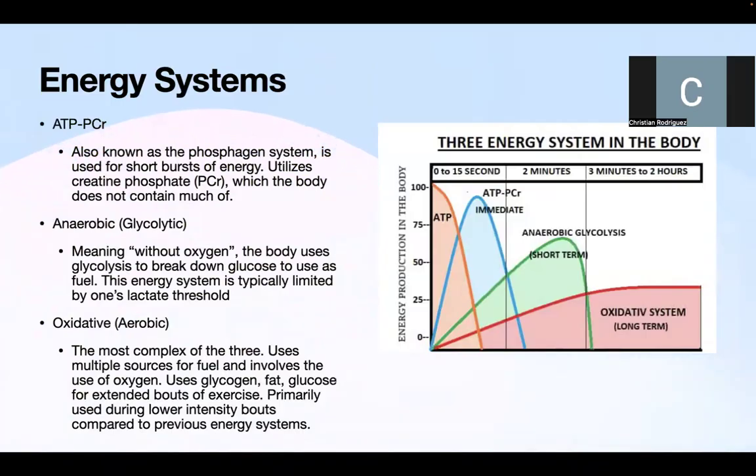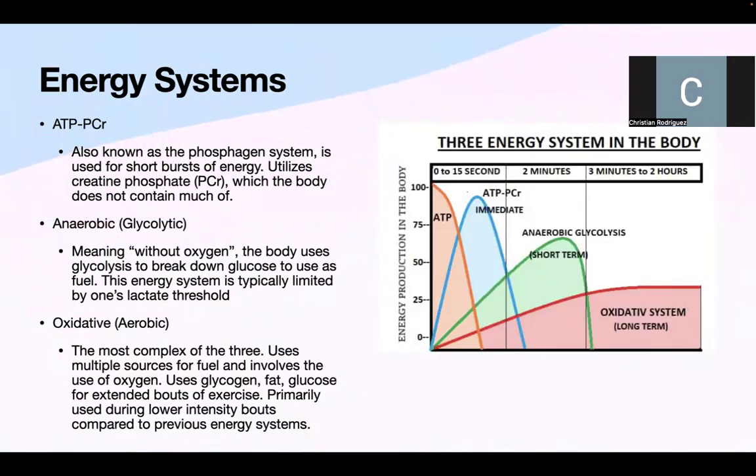After that, moving into the anaerobic, meaning without oxygen, system, also known as the glycolytic system. The body uses glycolysis to break down glucose to use as fuel. This energy system is typically limited by one's lactate threshold. Most specifically, we're looking at glucose stored in the muscle, which is why it's anaerobic, meaning without oxygen. And that lactate threshold is going to be the limiting factor for this energy system.